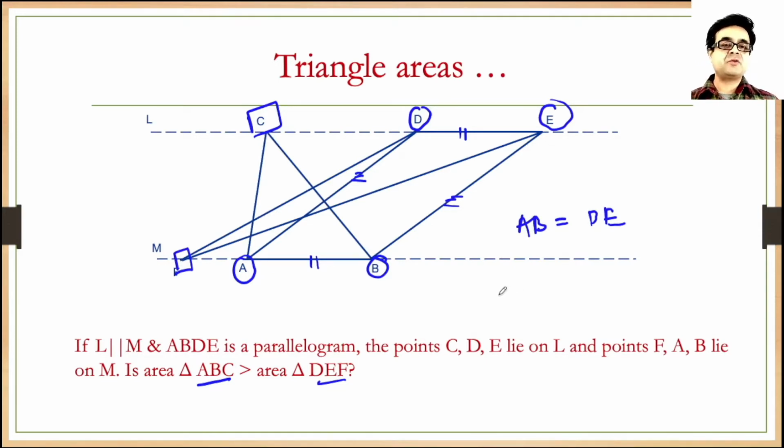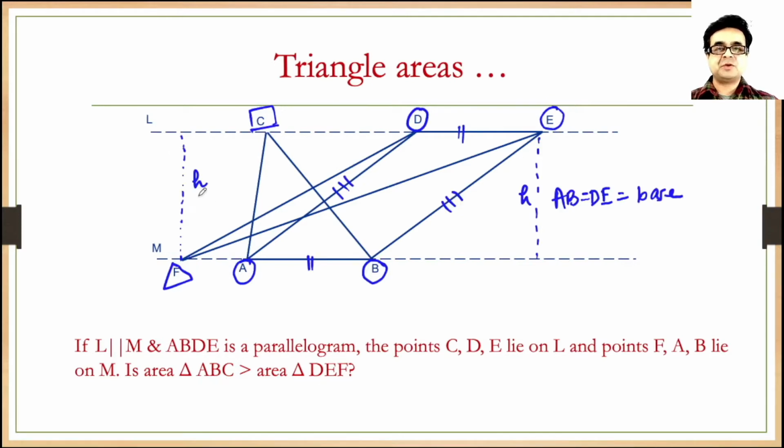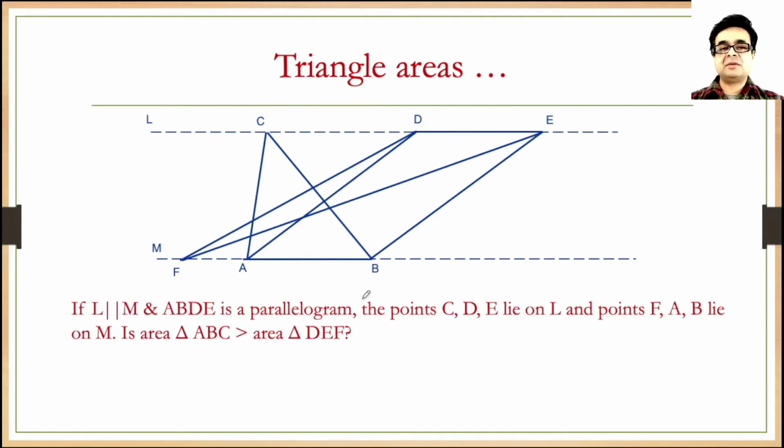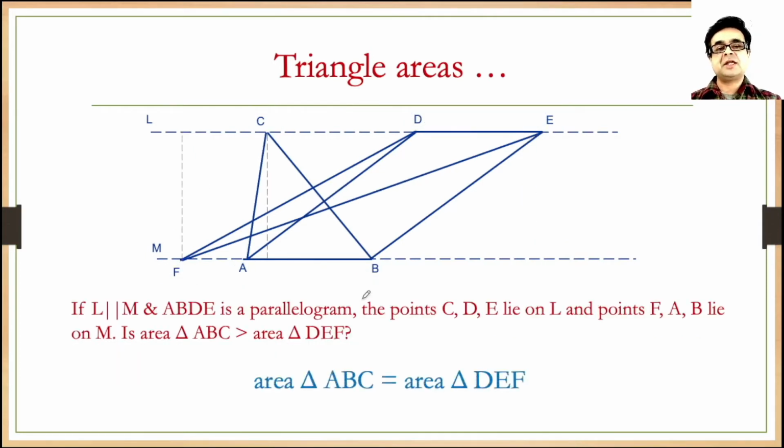Also, the heights of these two triangles is going to be the distance between line L and M, which will be H. And what we are actually saying is the base is the same because it's the opposite sides of a parallelogram. The height is the same because it's the distance between the two parallel lines. Hence, the area of triangle ABC would actually be equal to the area of triangle DEF. GMAT can ask this kind of question in many different ways, some more complex than others. This was just for demo purposes.